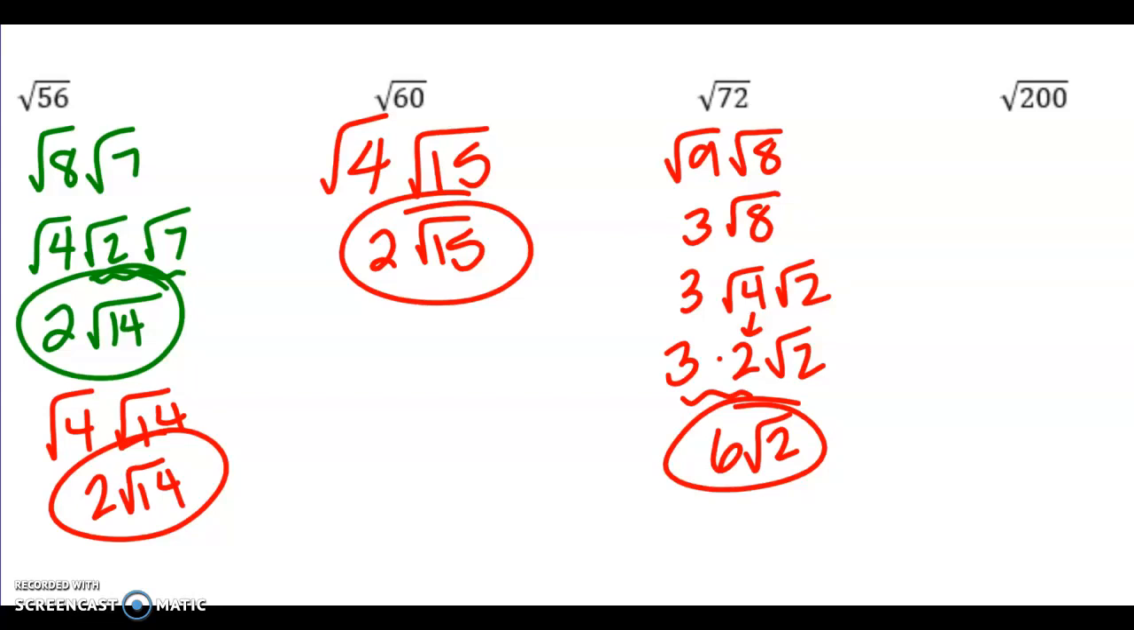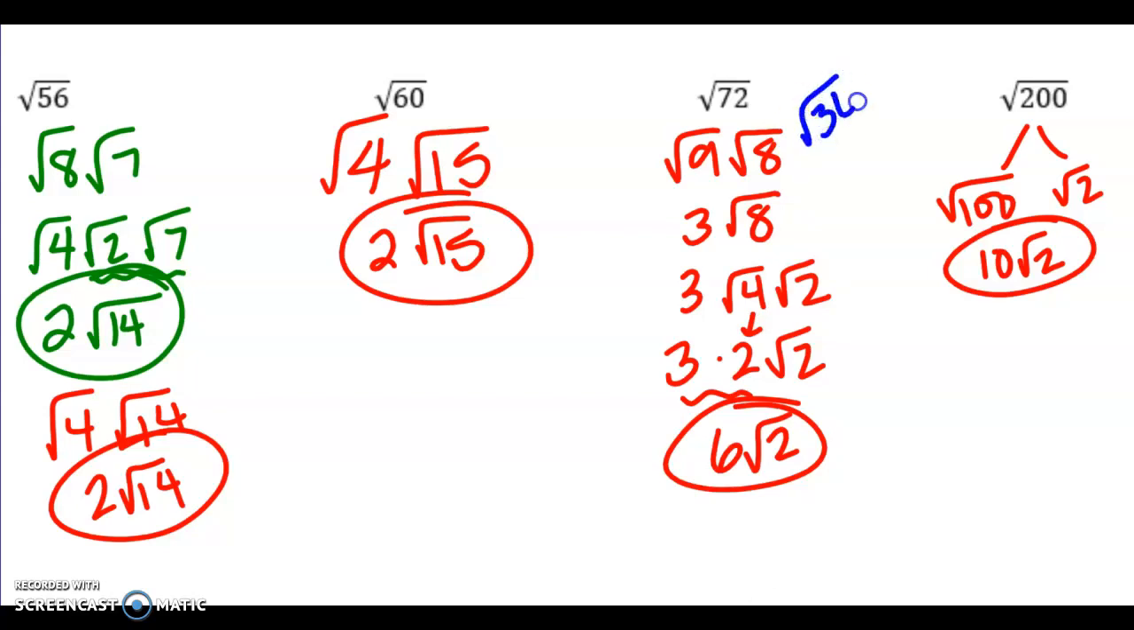So for 200, I'm going to do the square root of 100, because I know what that is, and the square root of 2. So that would be 10 square root of 2. I guess with 72, you probably could have done, what, 36? Could have also done the square root of 36 and the square root of 2, which would be 6 square root of 2 as well from the beginning. So there's multiple ways to get to these answers.